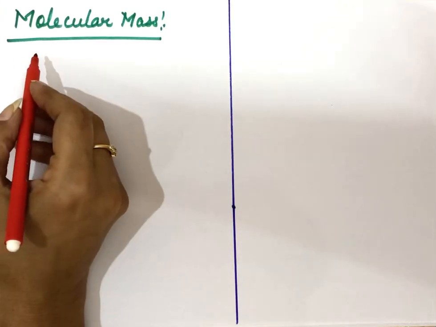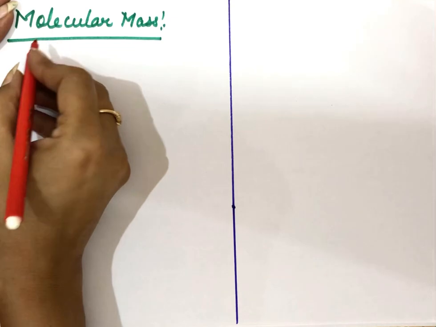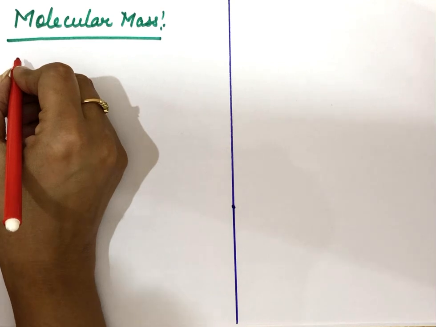Our next topic in atoms and molecules chapter is molecular mass. Now, what is molecular mass? Molecular mass of a substance is actually the sum of atomic masses of all the atoms in that.